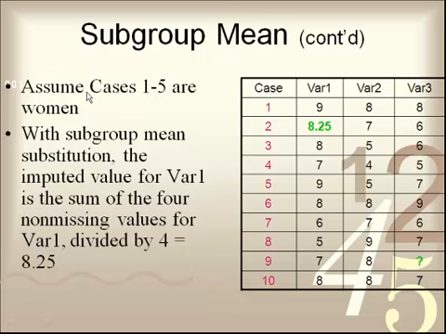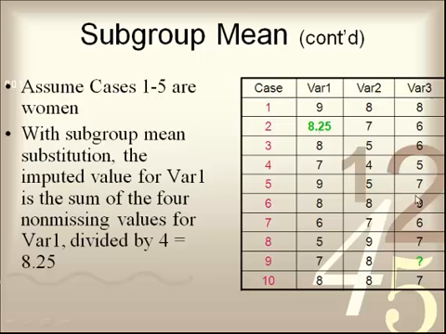So if we looked out here, let's assume cases 1 through 5 are women. So these top 5 are just the women. With a subgroup mean, what you're going to do is take these 4 numbers that we do have. Remember that the green is what we don't have. So we're taking 9, 8, 7, and 9 and dividing that by 4. And that is giving us our subgroup mean.